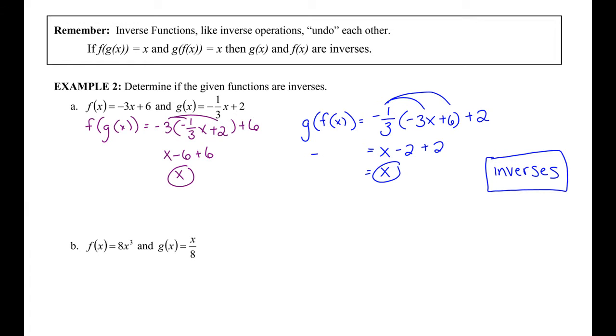They would not be inverses if one or both did not simplify to x. We will look at example B tomorrow. So look at the bottom of your page.